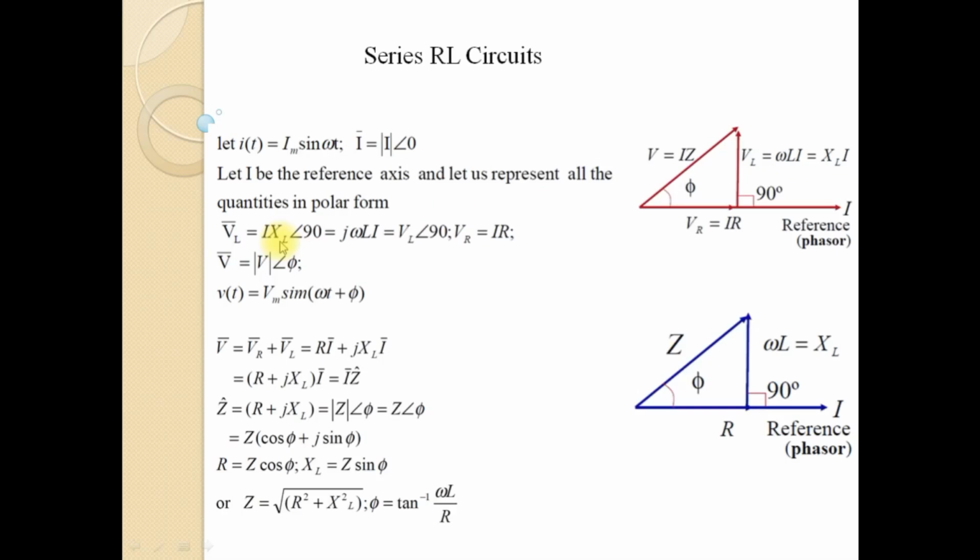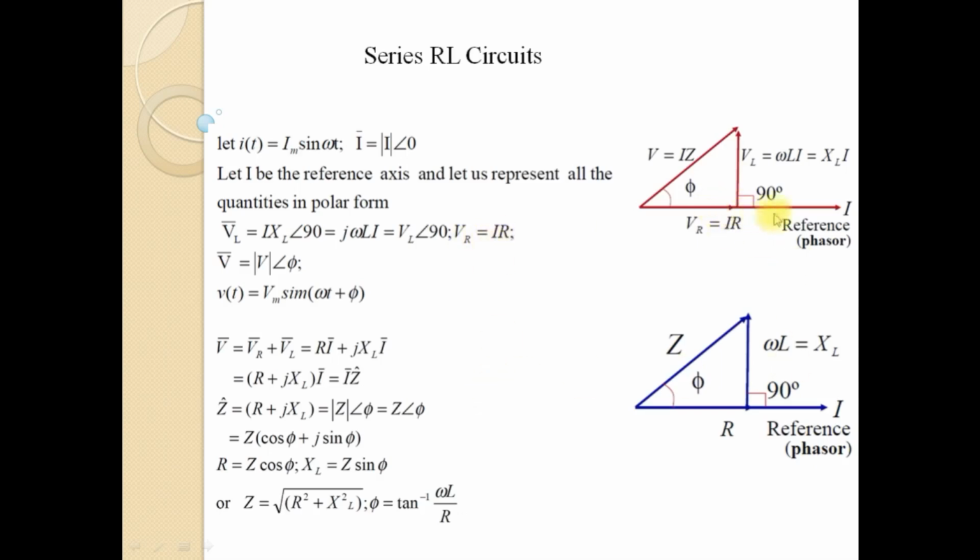So VL is written with this magnitude and this angle. As we have seen in the previous lectures, angle 90 is equivalent to j, and XL is obtained by omega L. So this can be represented in Cartesian form as j omega L into I. And you can see that the drop across the resistance is IR angle 0 degrees, so it will be I into R.